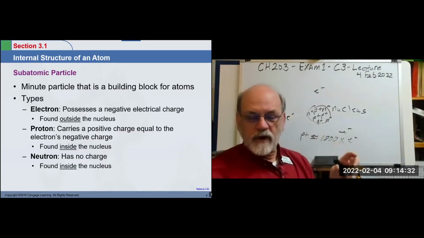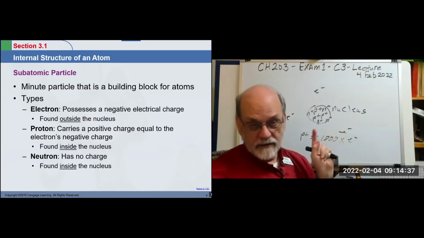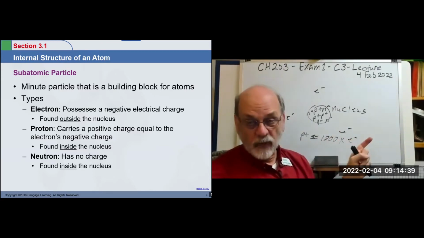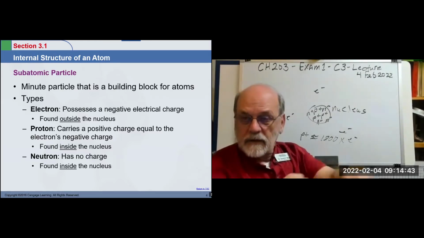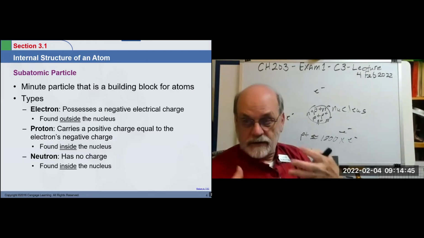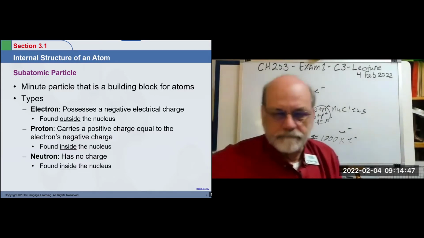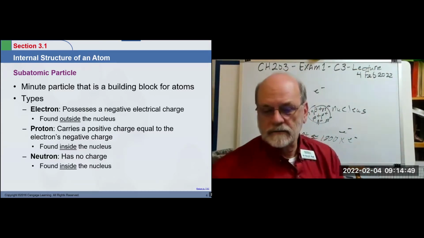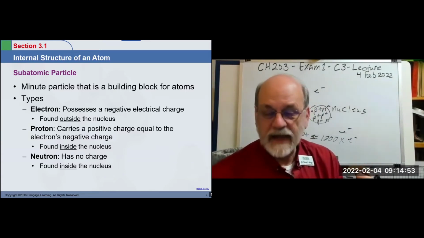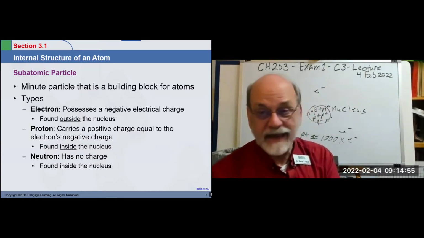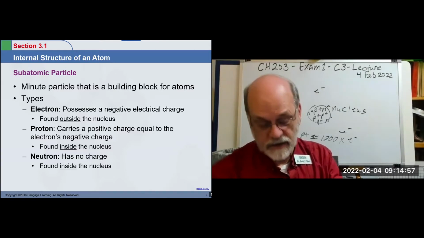So the nucleus is where most of the mass resides, not in the electron. But the electrons, just because they don't have much mass, doesn't mean they're not important. Because when you consider chemical reactions, when 2 atoms come together and they're going to do something, what do they see first? They see electrons first. They don't see the nucleus. The nuclei can't get close enough because they're positively charged. So there's repulsion.